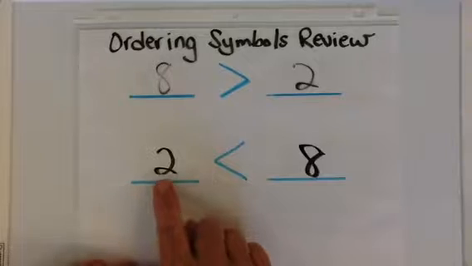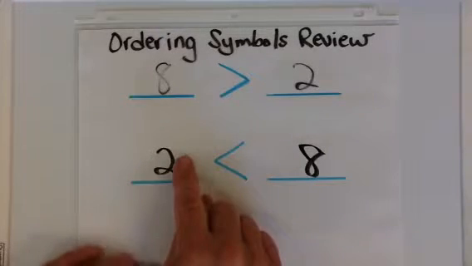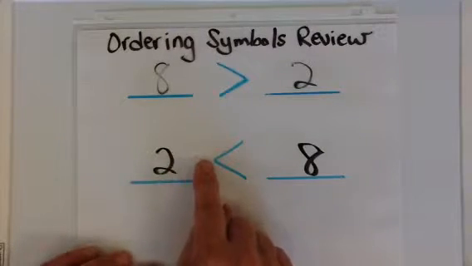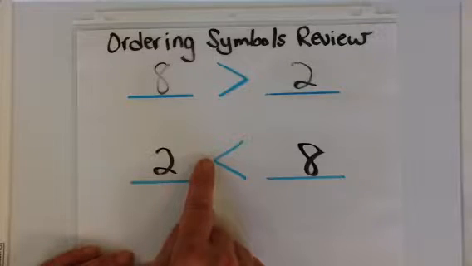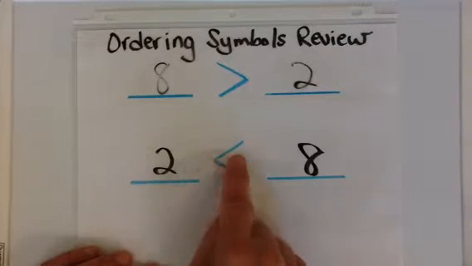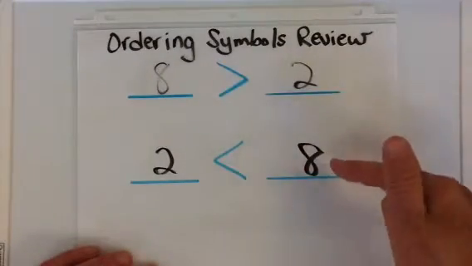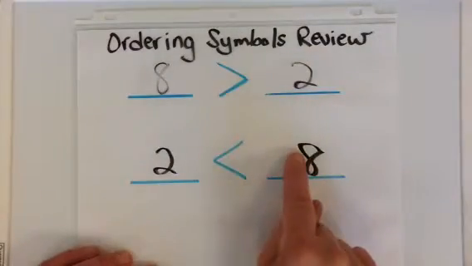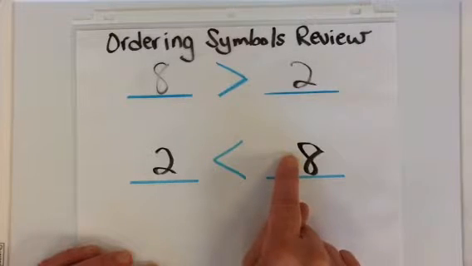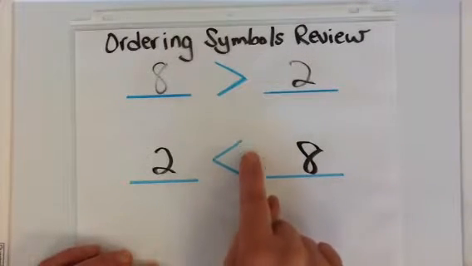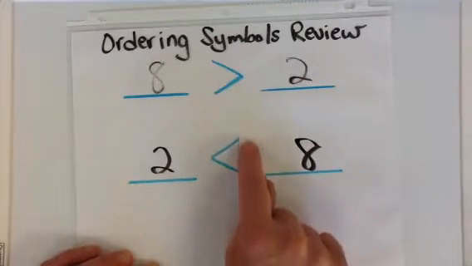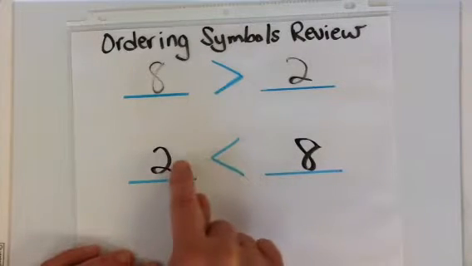Now reading this one again from left to right, saying the 2 first, 2, and I hit the pointy end first, so I would say is less than 8. Now if I read this statement from right to left, I say the 8 first, go left, and I hit the wide end of the symbol first, so I say is greater than 2.